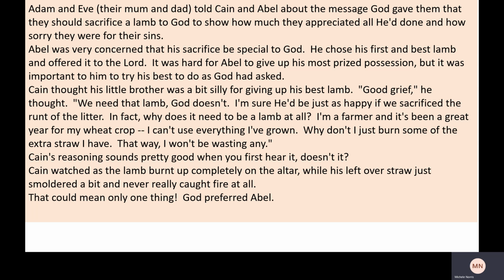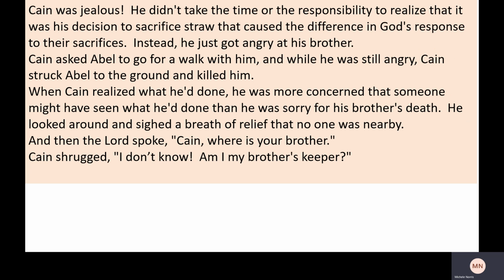I'm a farmer. It's been a great year for my wheat crop. I can't use everything I've grown. Why don't I just burn some of the extra straw I have? That way I won't be wasting any. Cain's reasoning sounds pretty good when you first hear it, doesn't it? Cain watched as the lamb burnt up completely on the altar while his leftover straw just smouldered a bit and never really caught fire at all. That could mean only one thing. God preferred Abel. Cain was jealous.